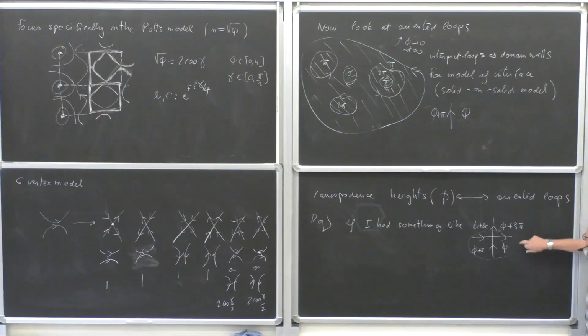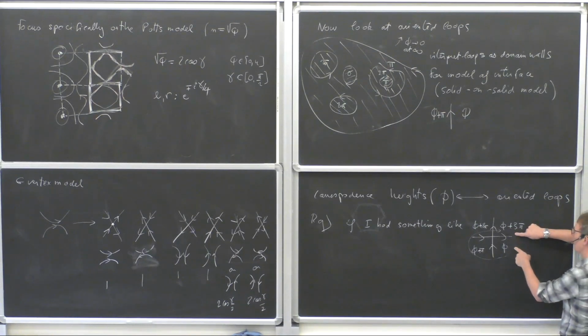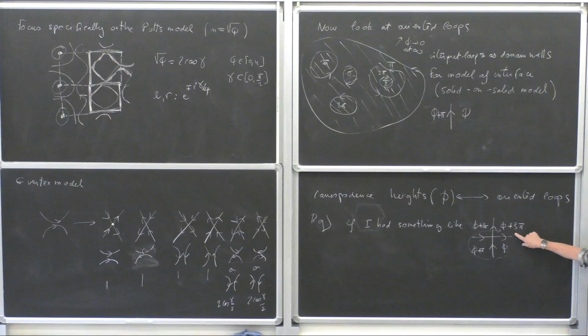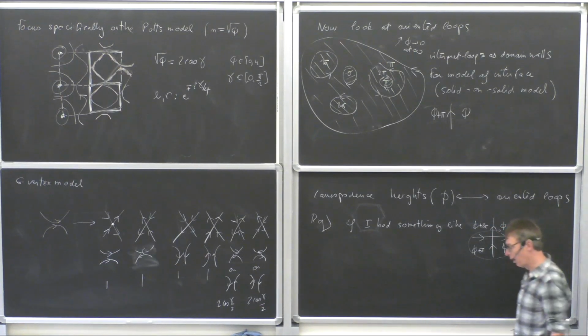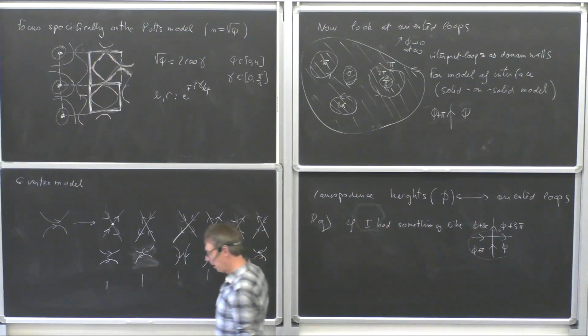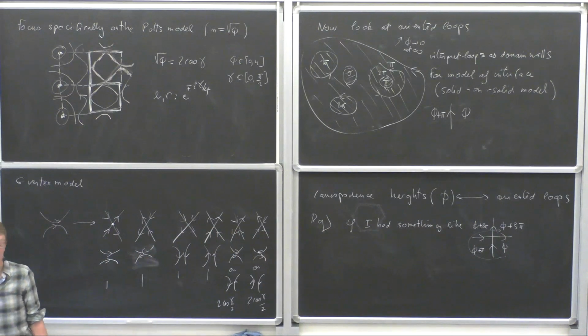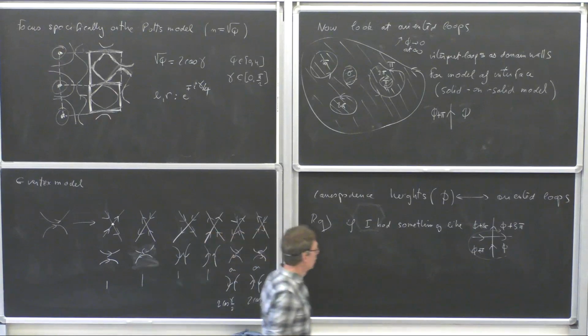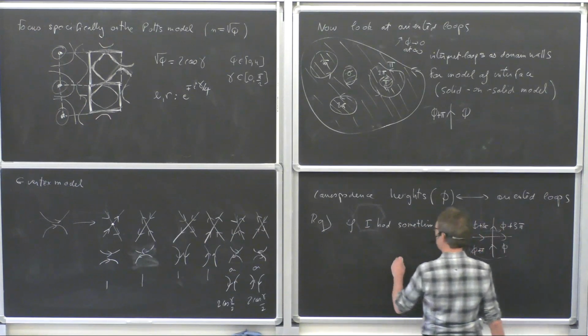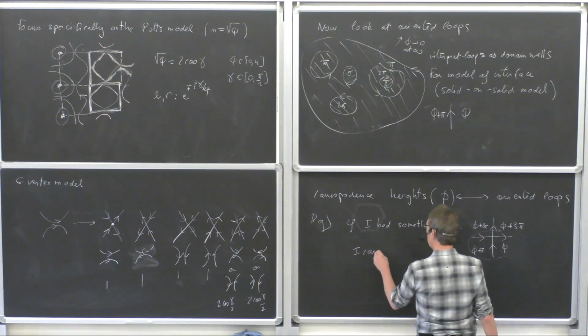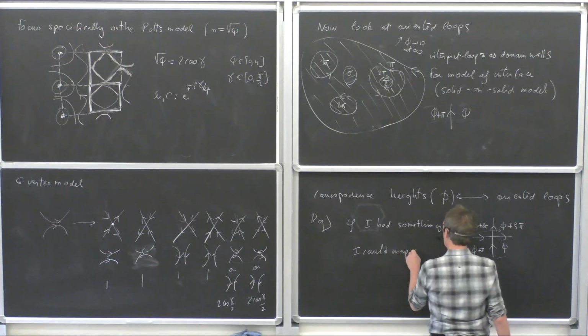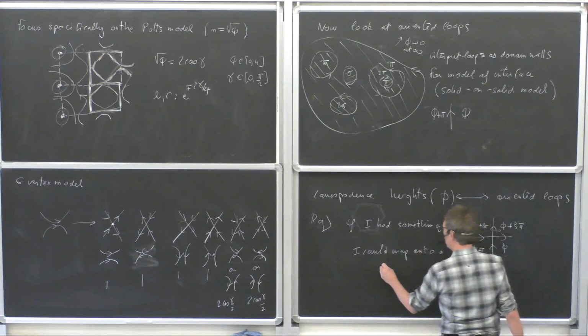But on the other hand, now we would have two heights differing by 3 pi, while they should be differing only by pi, since the rule was that heights on the left of the arrow should differ from the ones on the right by pi. So I would encounter a contradiction. We cannot transform the model where loops are crossing into a solid-on-solid model, and that's actually a very important observation. I could not map onto a solid-on-solid model.